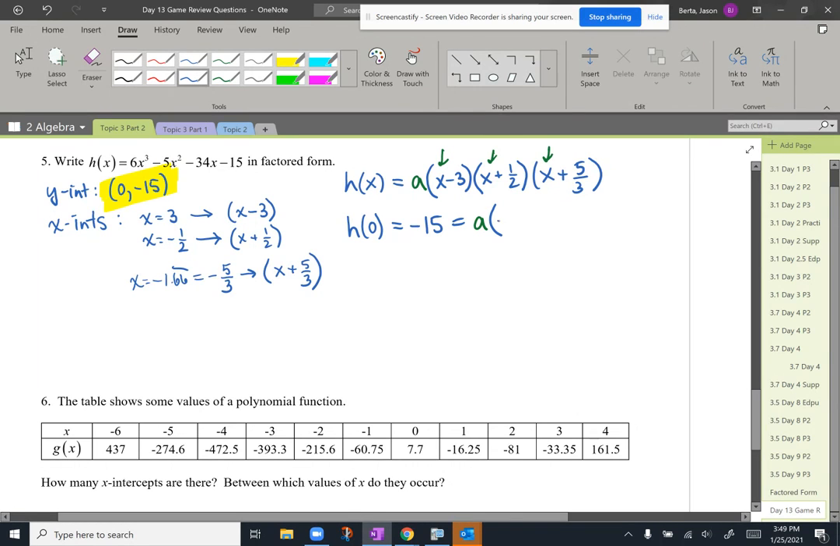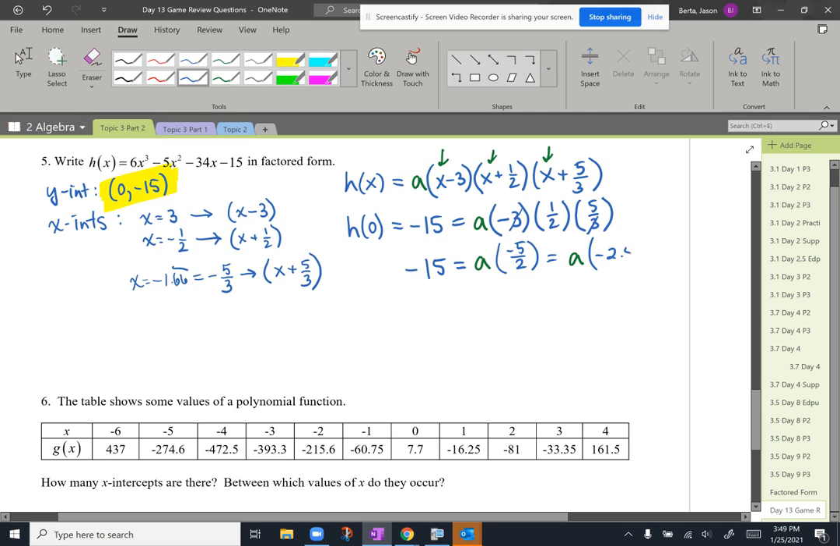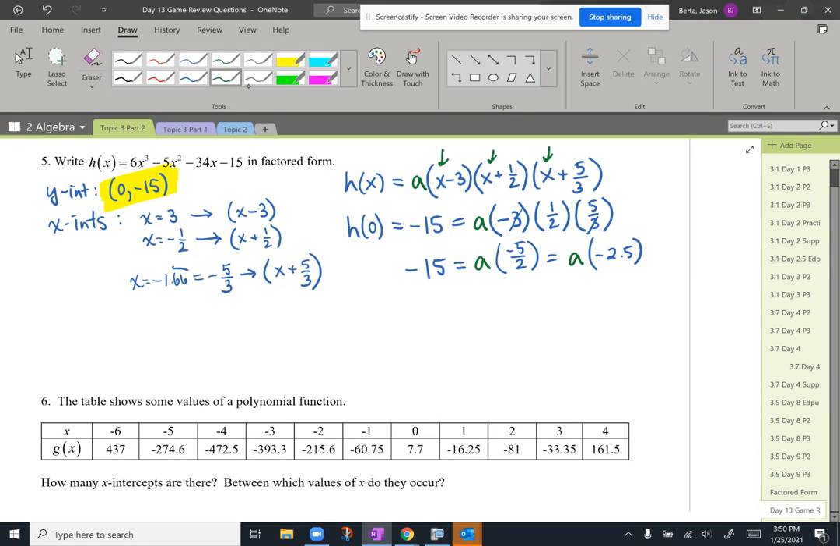And if I set negative 15 equal to a, and I plug in 0 for each of these x's here, I will get a times negative 3 times 1/2 times 5/3. I can go ahead and simplify this. A times, let's see, the 3's cancel out, and I've got 5 in the numerator, negative 5 halves, which is the same thing as A times negative 2.5. Might be a little easier to see that then.